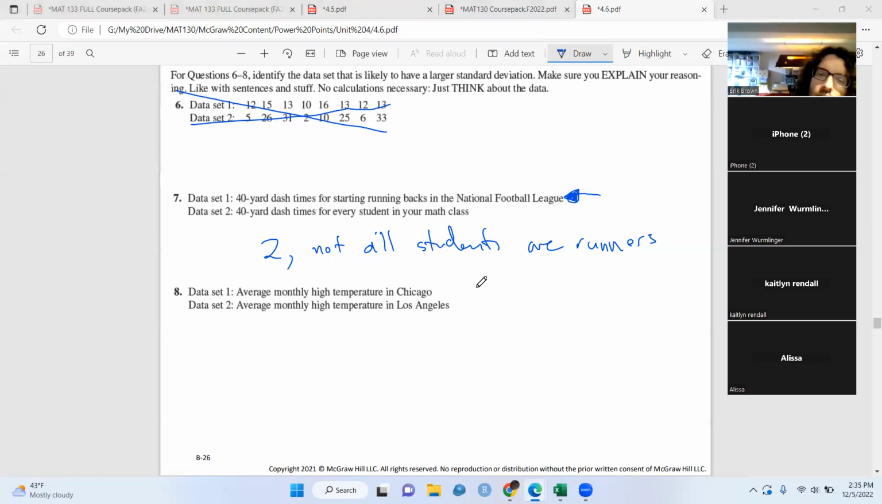Right. So Chicago has summer and winter. Like right now, the average high might be in the 20s, whereas in Los Angeles, the average high might be in the 70s. And then Chicago might fluctuate between the 20s and the hundreds, whereas Los Angeles might fluctuate between the 70s and the hundreds. So again, data set one. Good.